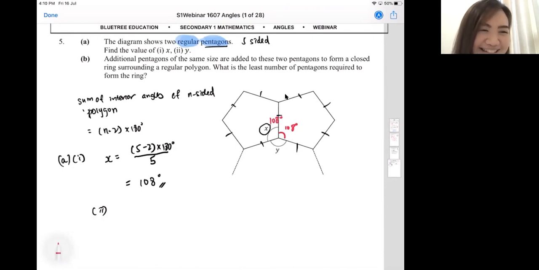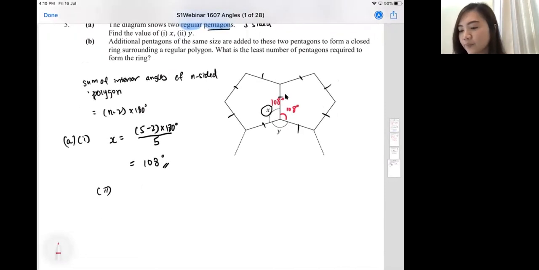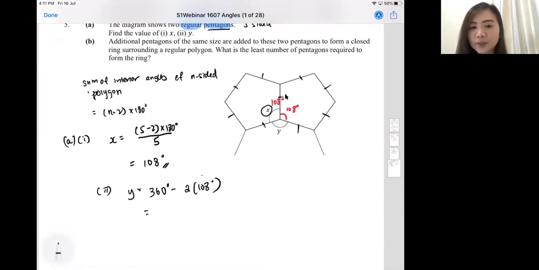You forgot to minus? Yeah, correct, Brian, very good. Good job. So to find y, we take 360 minus 2 times 108. 2 times 108 is 216, and 360 minus 216 is 144. This is called angles at a point. We need to state that we are taking the fact that all the angles at a point add up to 360. So we have to write down clearly the concept used.